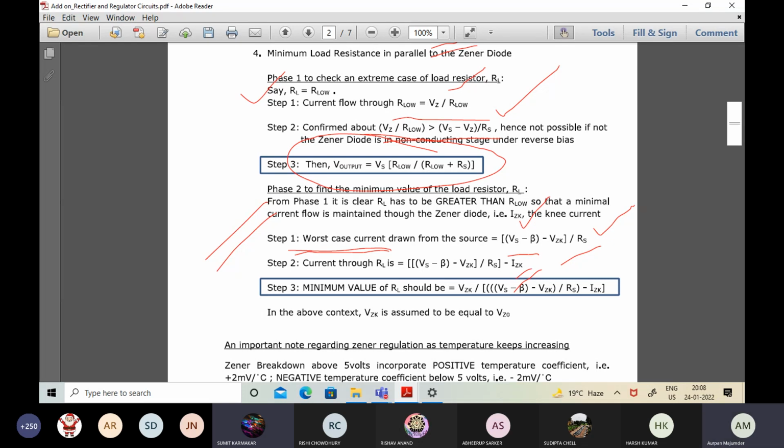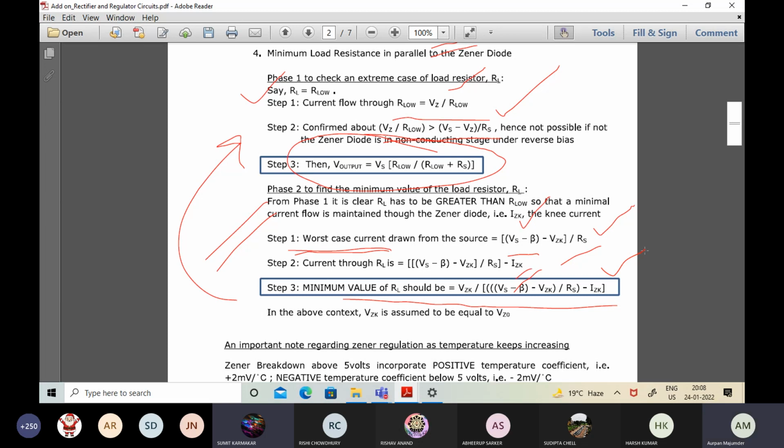Based on this idea, we can find out the minimum value of RL that should be connected. It should not go lower than that. If it goes lower than that, then you are back into phase 1. It has to be greater than the minimum value of RL quoted over here. It's pretty obvious: the value should be equal to what is being shown on your screen.